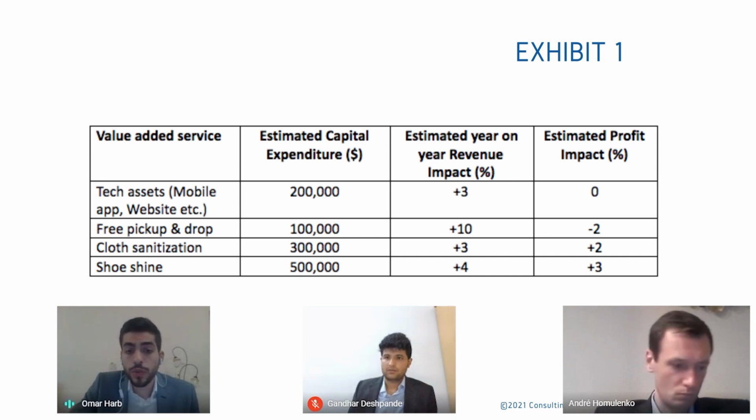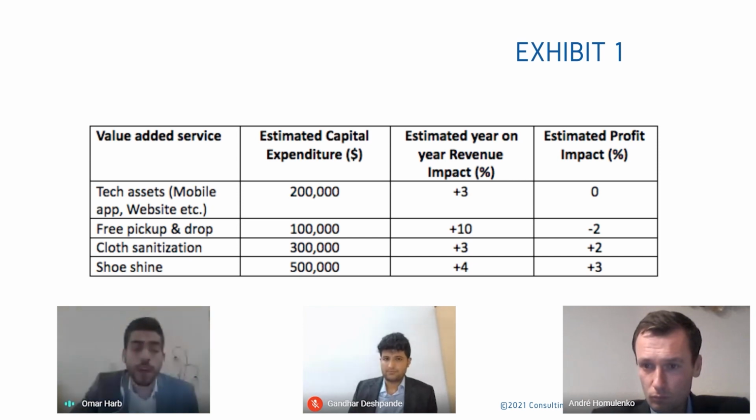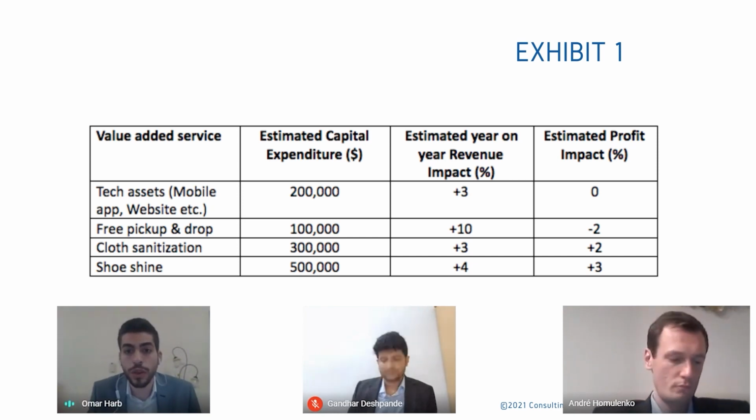However, considering that those startups are taking our market share, if we don't do anything, or if we only care about profits, then we'd be left with no market share moving forward. So I would prefer going for the free pick up and drop along with the clothes sanitization, considering the capital expenditure. And if we don't have a budget constraint, as we've mentioned, we can go for three of those: the pick up and drop, the sanitization, and shoe shine. But what I would like to investigate further is how those combined would have an impact on our competitors. Like if we do this, how much are our competitors going to decrease their market share, in order to find the best way to control the market.